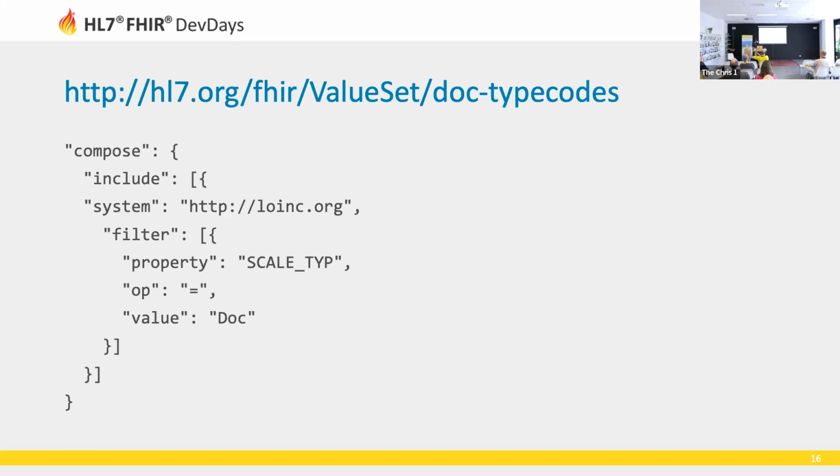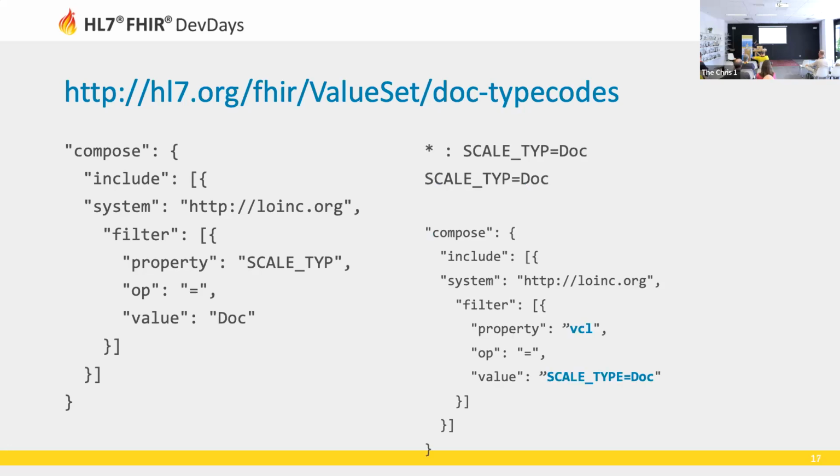So this is how you might have written something with the current details. This is the corresponding expression, any code where scale type equals doc. Actually, the star colon is kind of redundant or optional, so you can leave it out and just say scale type equals doc, and there's an implied star colon there. And we're proposing that we add a new filter type that's defined for all code systems called VCL, and you can just put the expression in there. So it's analogous to constraint for SNOMED.